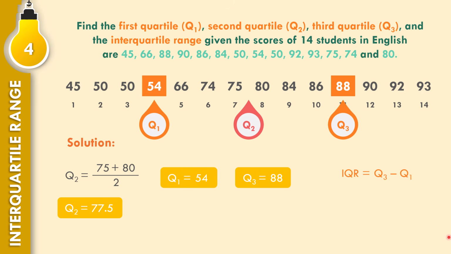Let us solve now for the interquartile range, that is Q sub 3 minus Q sub 1. Q sub 3 is 88 minus Q sub 1, that is 54. 88 minus 54, the answer is equal to 34. So the interquartile range is equal to 34.